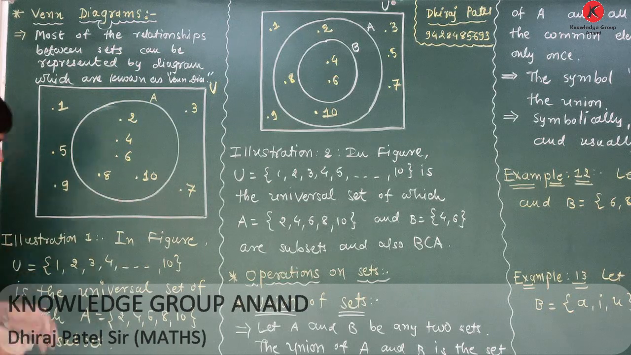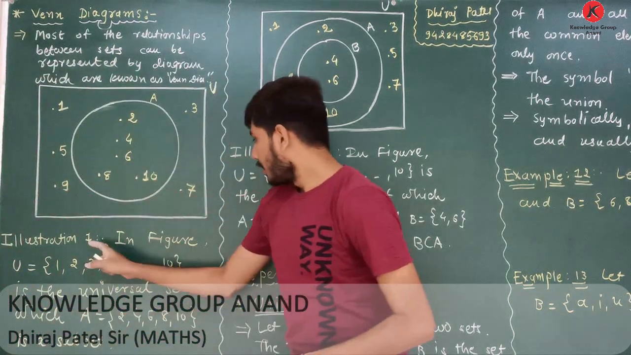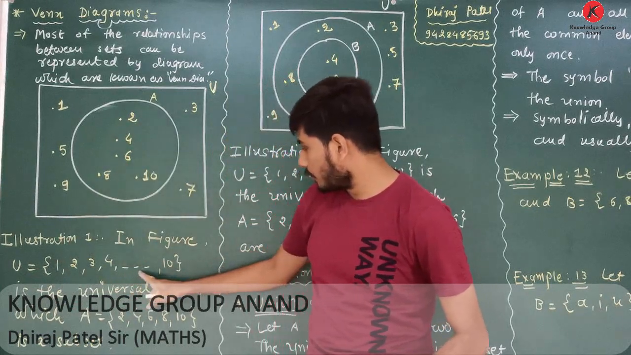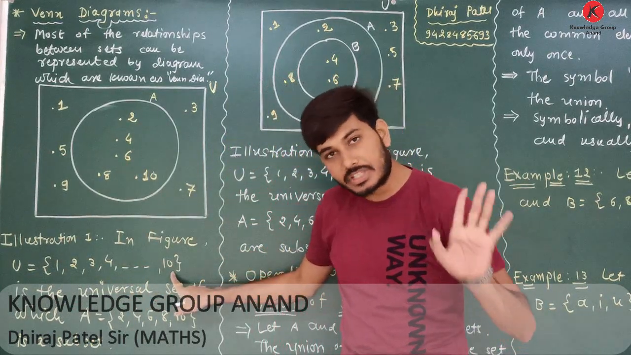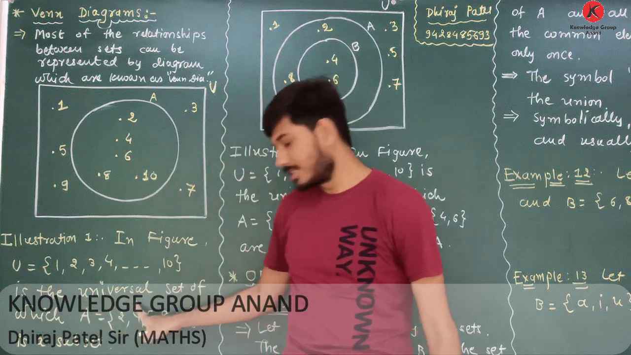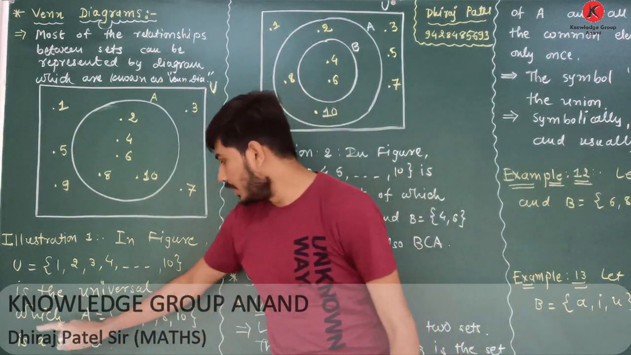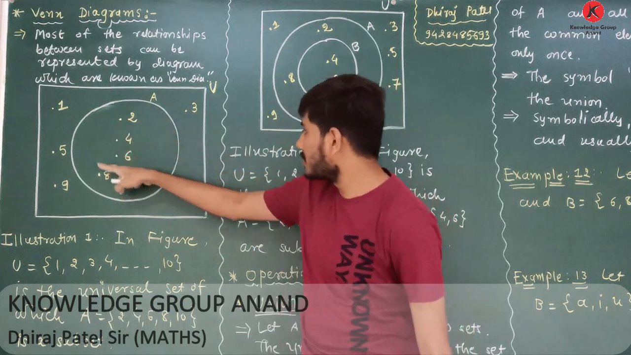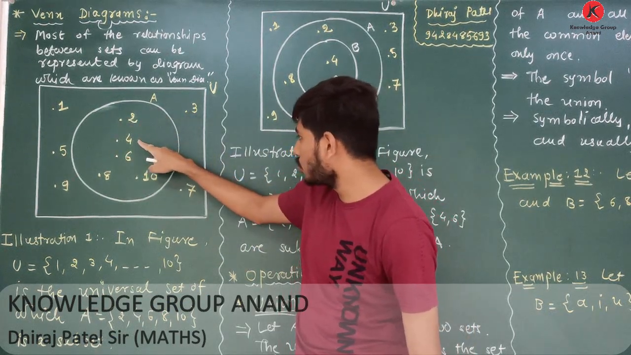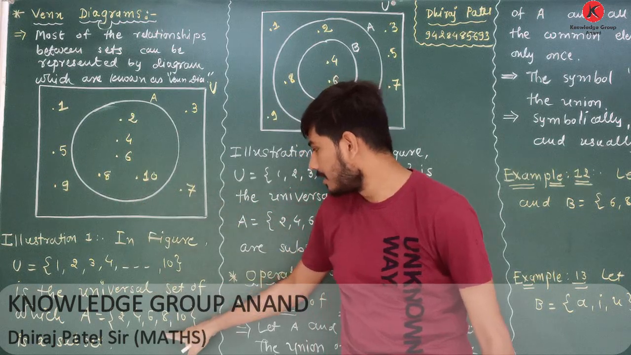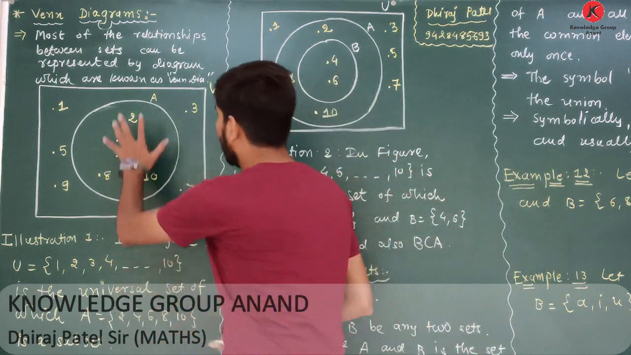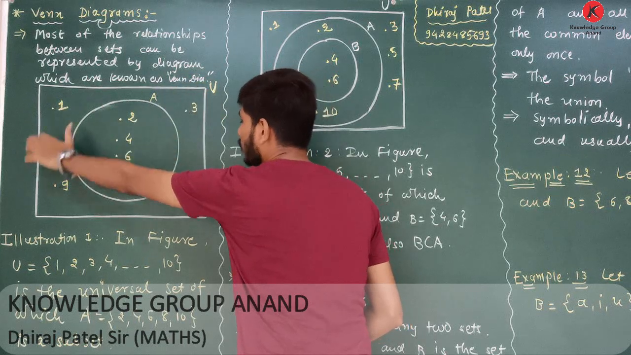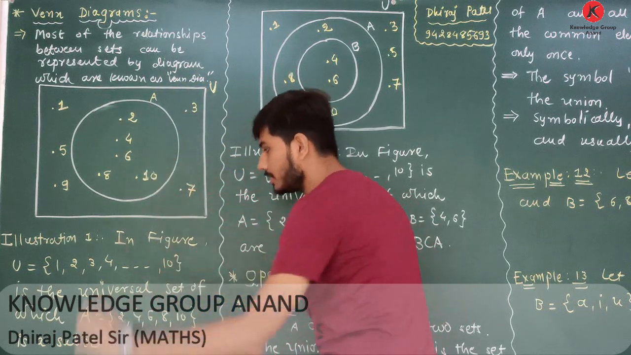So for illustration one, we can write in the figure U equals 1, 2, 3, 4, 5, 6, 7, 8, 9 up to 10 is the universal set, of which set A equals 2, 4, 6, 8, 10. For this set A, the universal set is U, 1, 2, 3, 4, 5 up to 10.